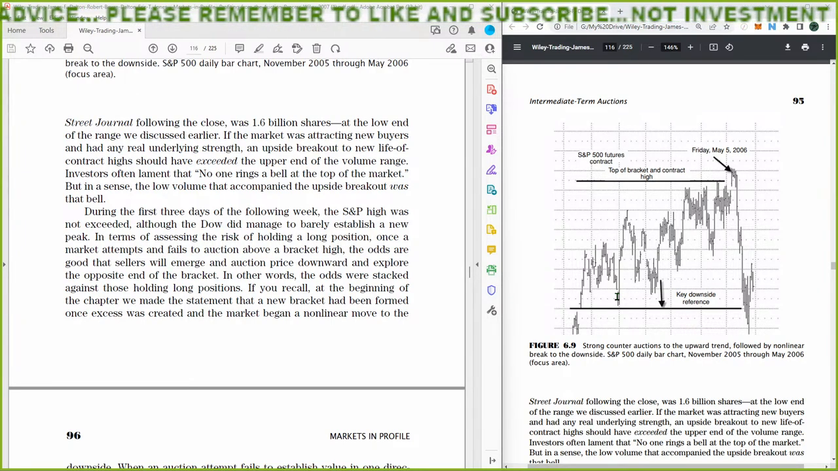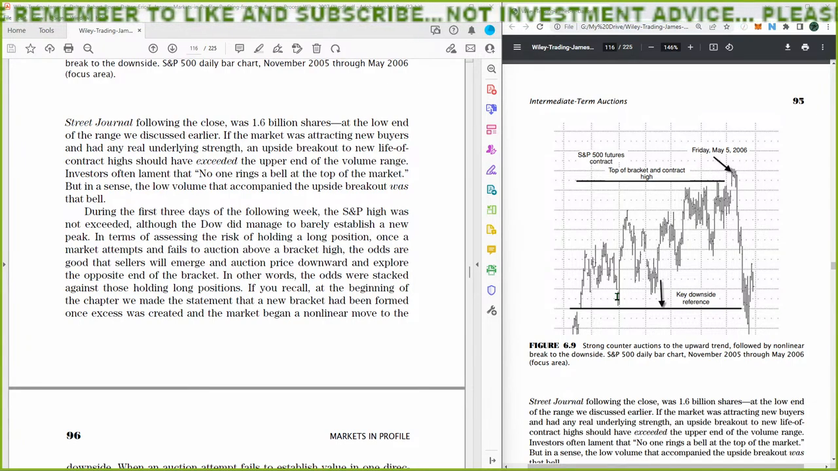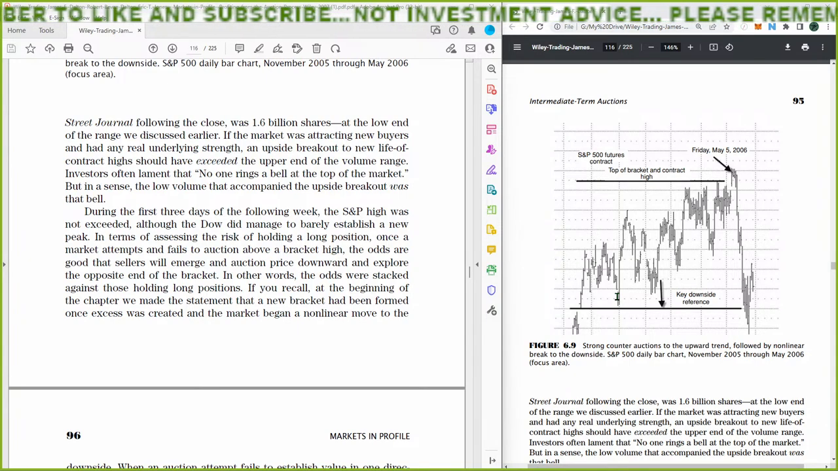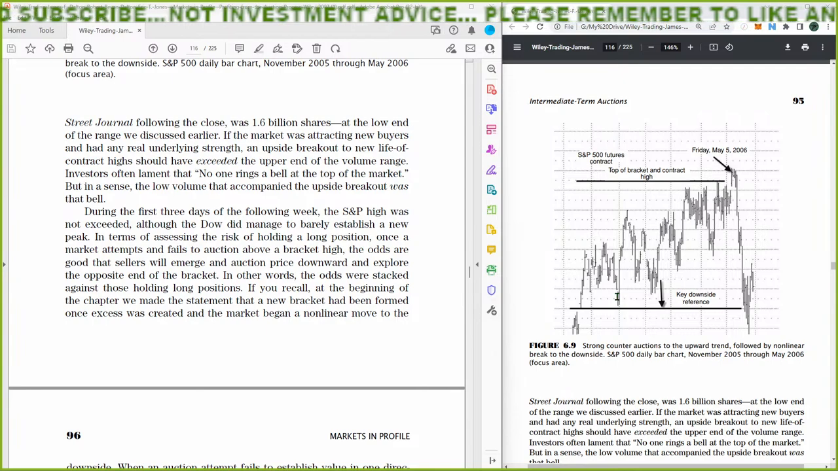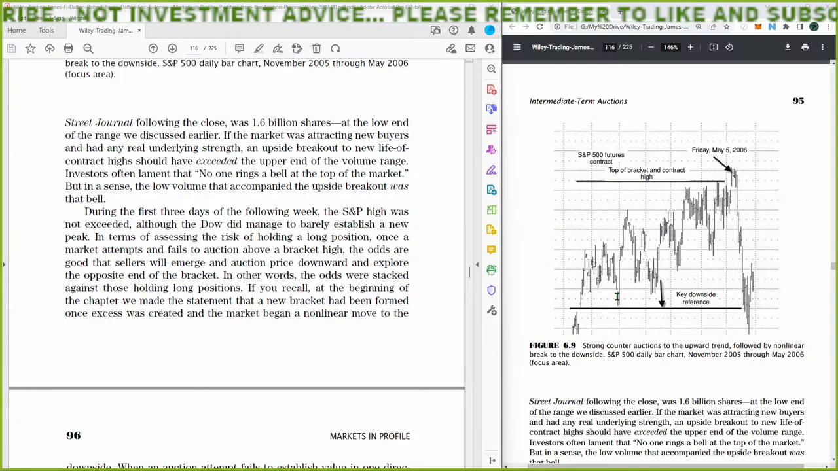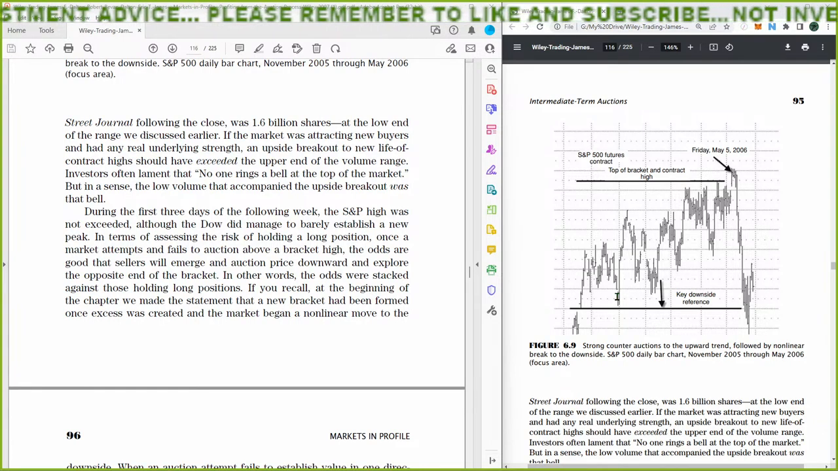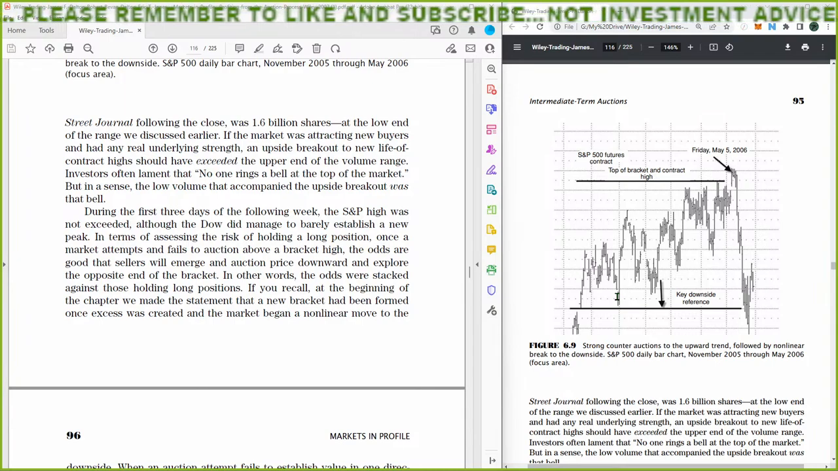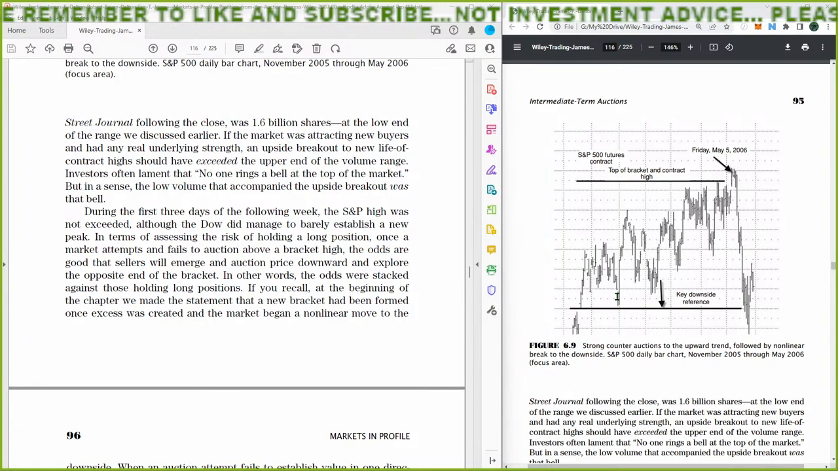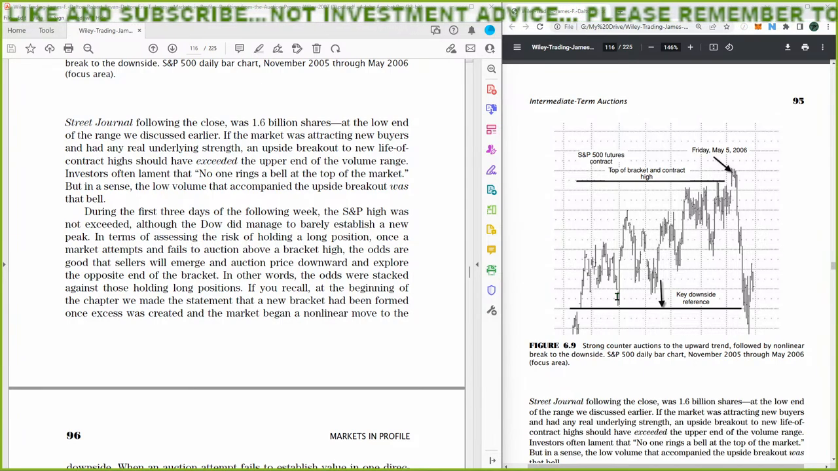During the first 3 days of the following week, the S&P high was not exceeded, although the Dow did manage to barely establish a new peak. In terms of assessing the risk of holding a long position, once a market attempts and fails to auction above a bracket high, the odds are good that sellers will emerge, auction price downward and explore the opposite end of the bracket. In other words, the odds were stacked against those holding long positions.